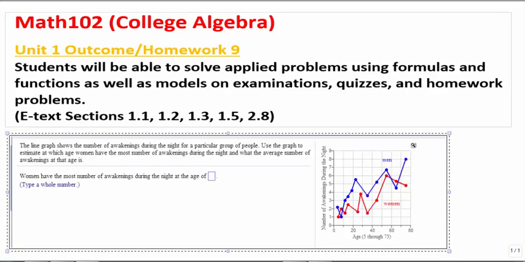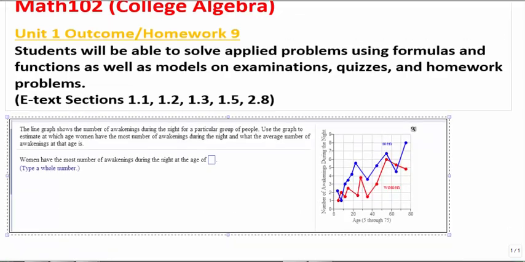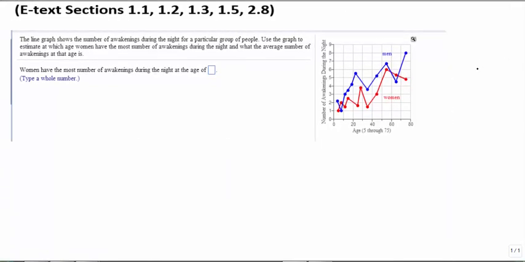For this first question, again we have a graph, and it's giving us the number of times that a particular group of people awake during the night. Women are in red because the word is in red, so that tells me the red part of the graph is what I want to look for women. The blue is men, in blue type, and that's also associated with a blue graph. Now my question is who has the most, men or women in this case.